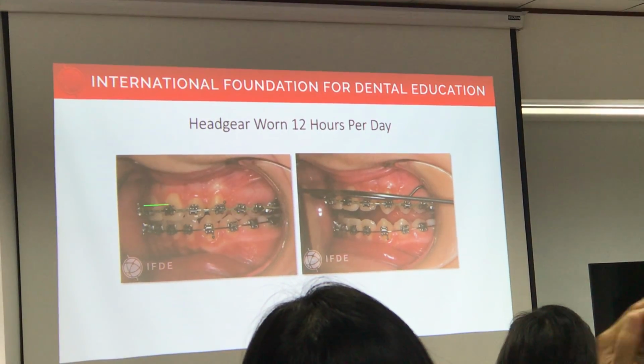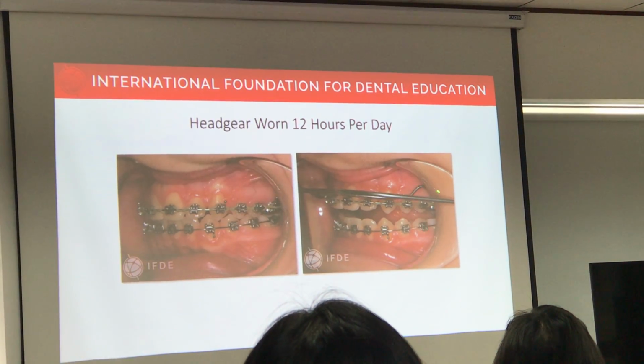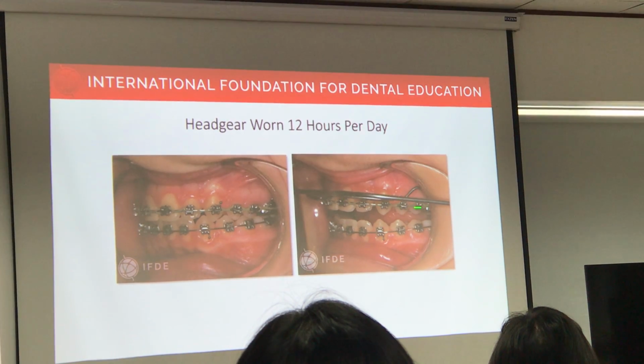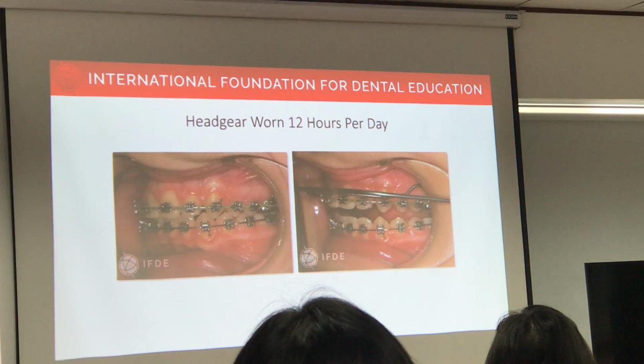These teeth were broken a bit, but the headgear is worth 12 hours a day with this kind of action. You see the loop is much bigger now because the kid has been very good at wearing it and he's done a good job. Now he's class 1, it becomes a very simple case to finish.